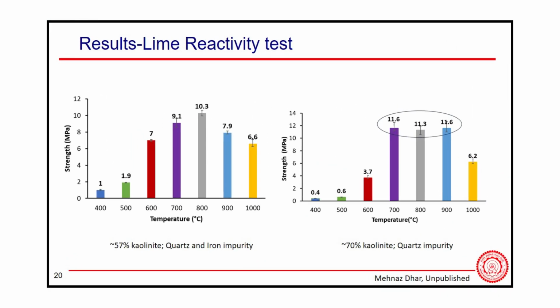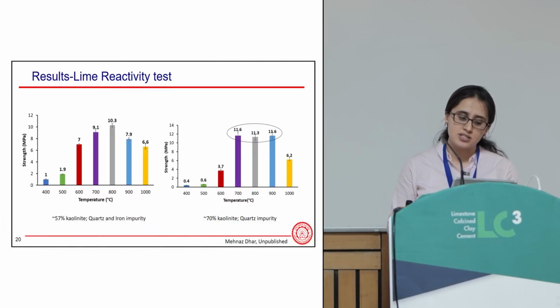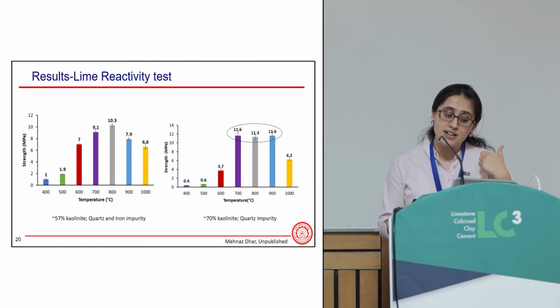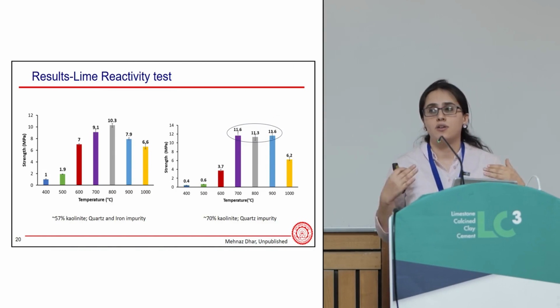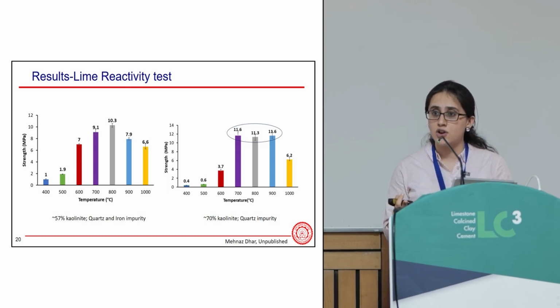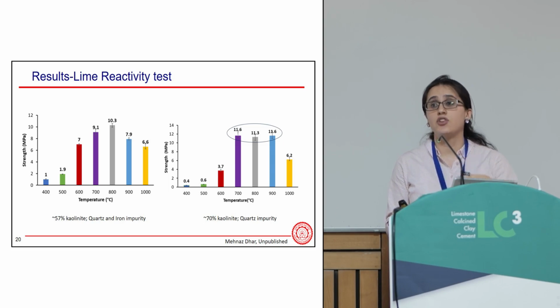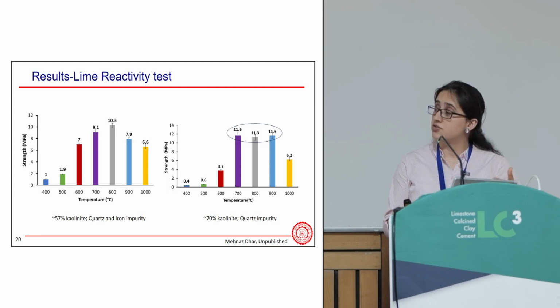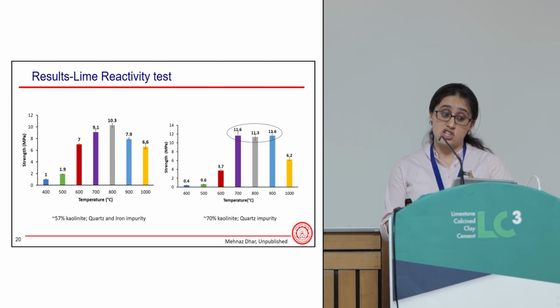So when we perform the lime reactivity test on the clays that we suggest for the application of LC3, that is, the clays which have a kaolinite content between 40 to 60%, we are able to identify whether our clays are properly calcined or not. This is because the IS code recommends a minimum strength of 8 megapascal for the clays to qualify as pozzolana. We can identify this from the lime reactivity test. Also, we can identify the optimal calcination temperature.